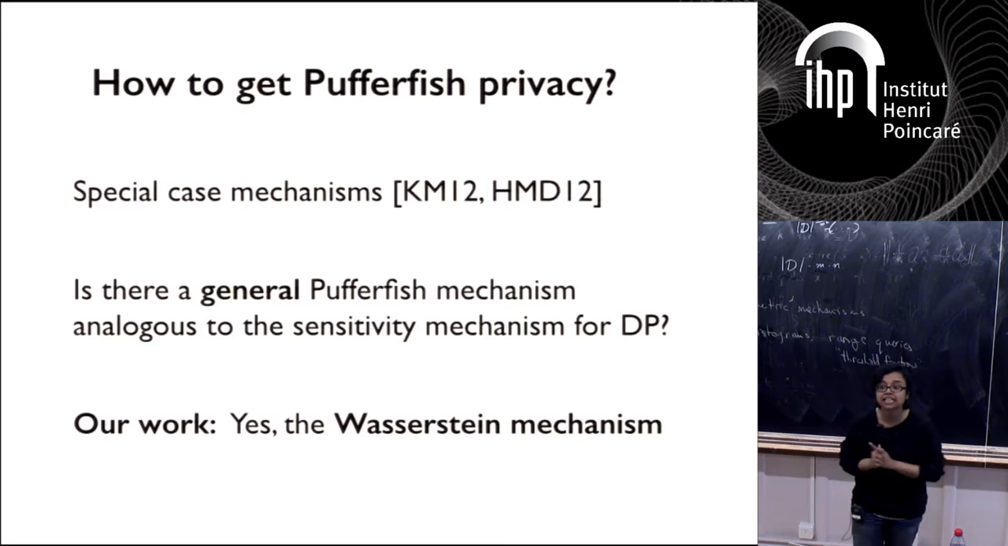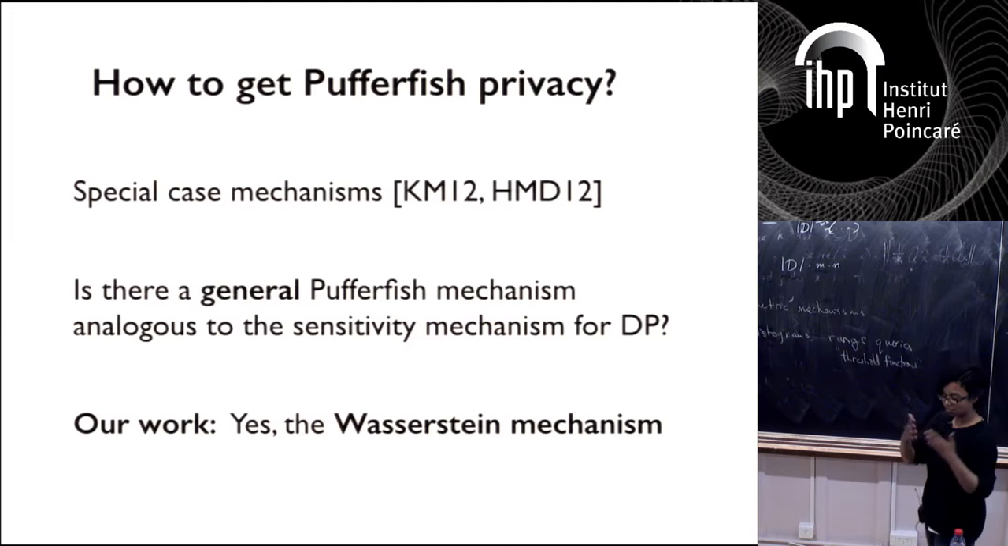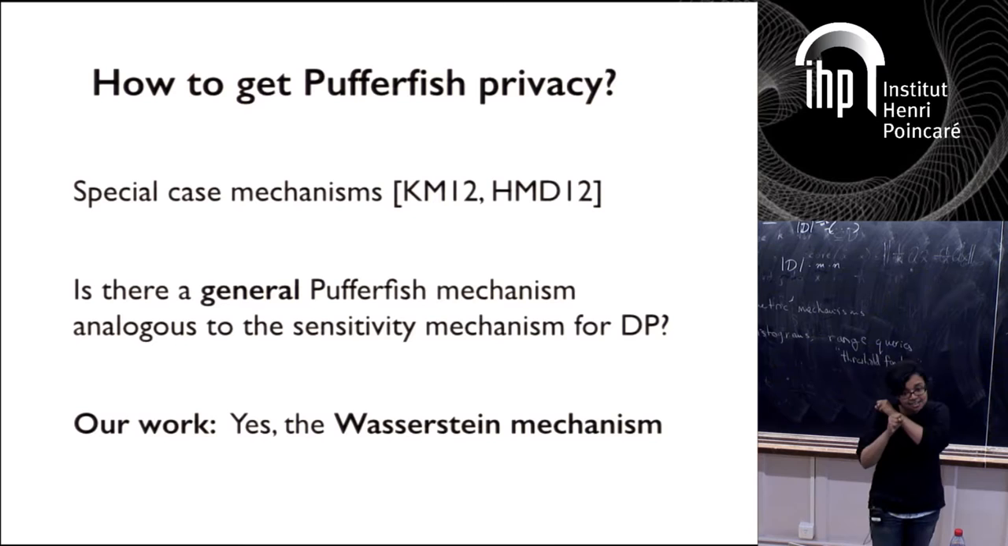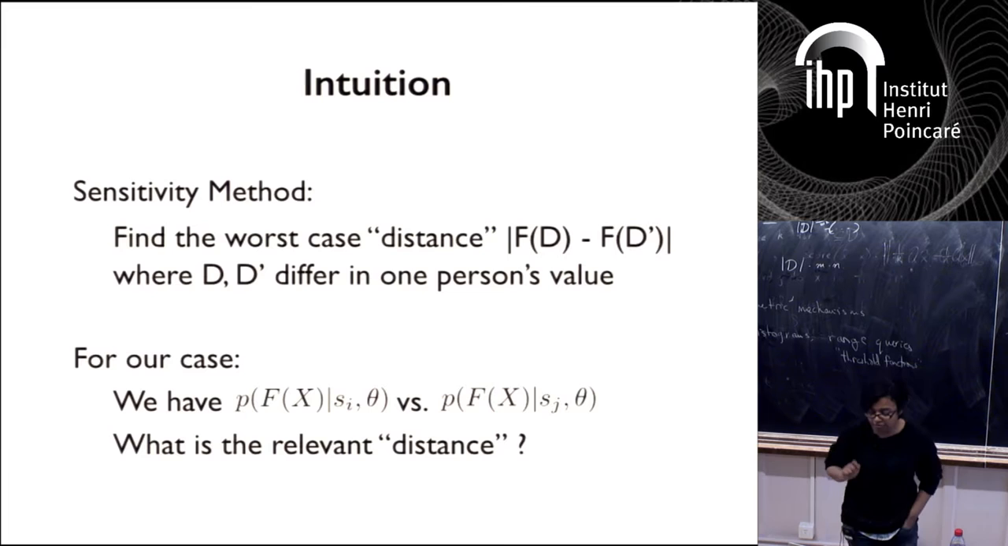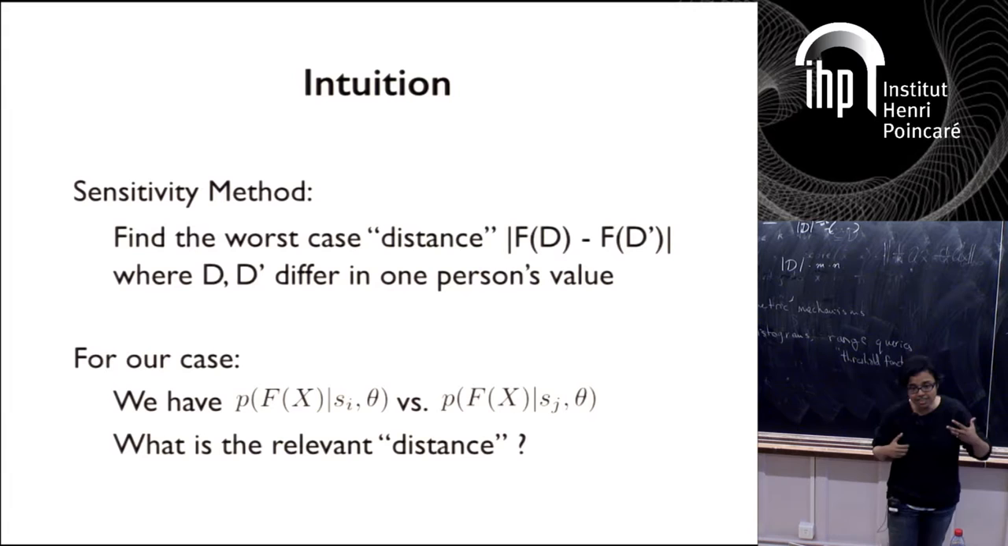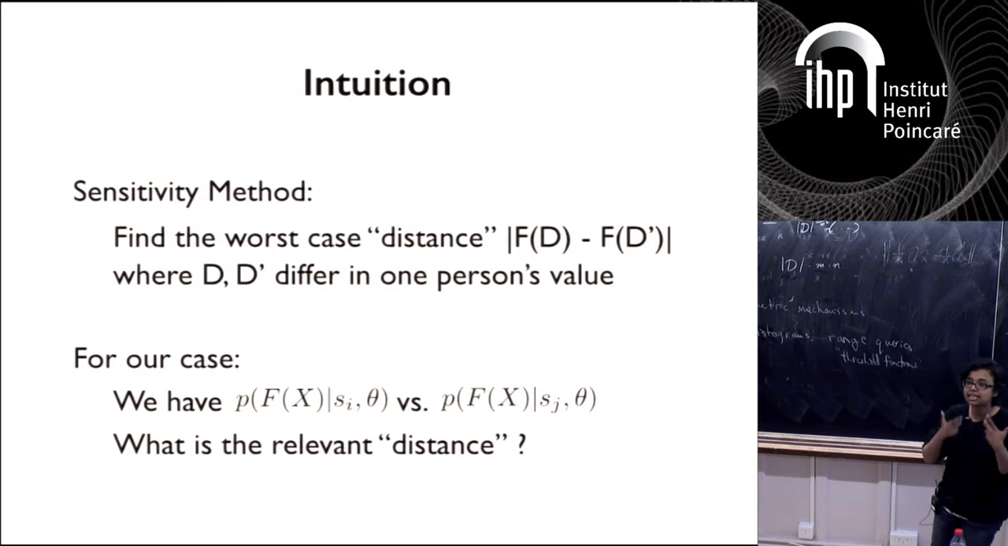The reason we wanted to do this is, we looked at Pufferfish and asked, what does the sensitivity mechanism look like? That's because it's the absolute basic mechanism in differential privacy. It wasn't that simple, but we came up with one. So that is our first result. If you remember from this morning, the global sensitivity method finds the worst-case distance between f of D and f of D prime, where D and D prime differ in a single individual's value.